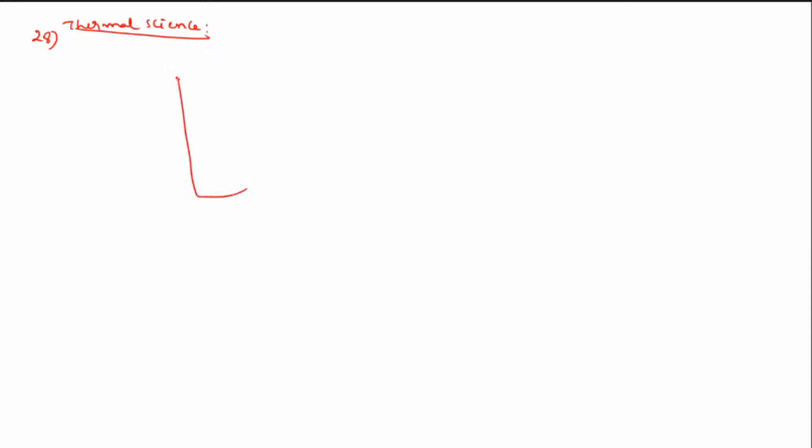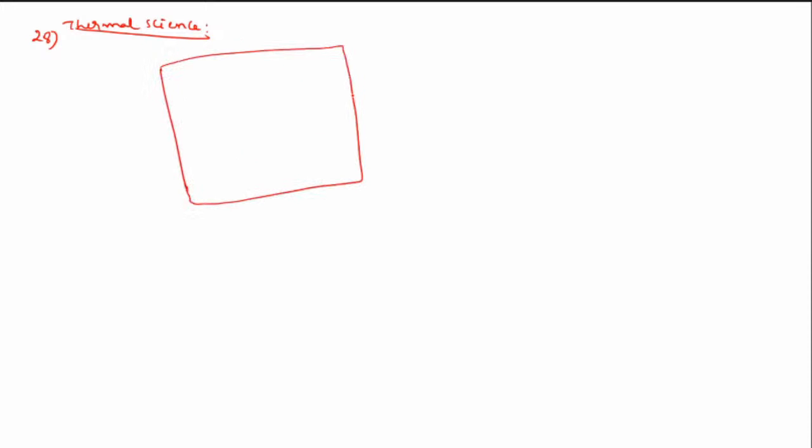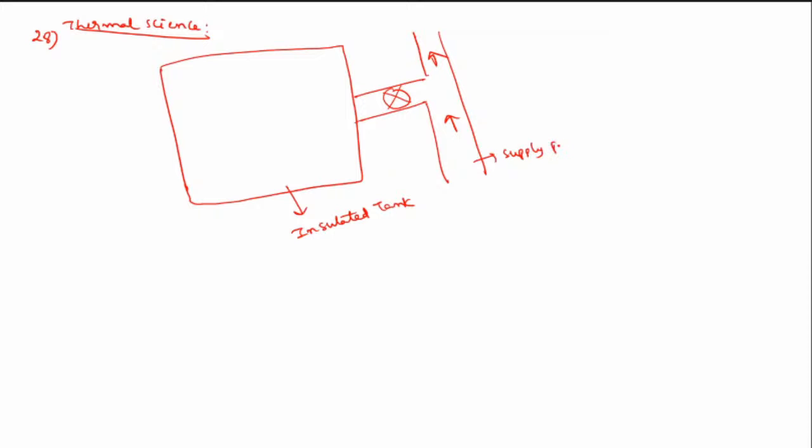Okay, so there is a vacuum container. Initially it was a vacuum. To this vacuum container, we are supplying air from a pipe. This is evacuated, an insulated tank which has nothing inside. So this is a supply pipe. In this pipe, air is supplied at a pressure of P, which is around 250 kilopascal, and temperature is around 400 K. So from this pipe we are supplying air to this tank.